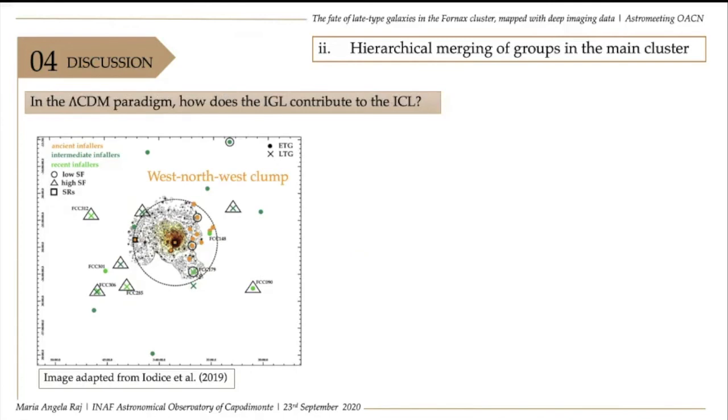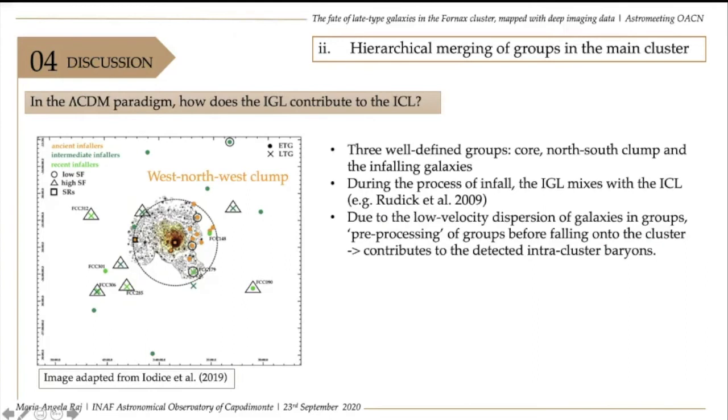In the lambda CDM paradigm, how does the IGL contribute to the ICL? So in the cluster, there are 3 well-defined groups: the core, the north-south clump, and the infalling galaxies. During the process of infall, the IGL mixes with the ICL, so the bulk of the ICL is from this clump of galaxies. The processes that happen in the low velocity dispersion of galaxies in groups contribute to the intragroup light, and then this mixes with the intracluster baryons.